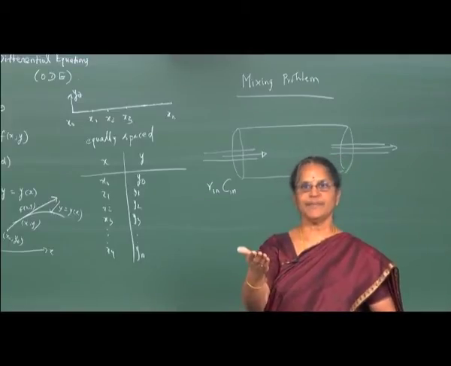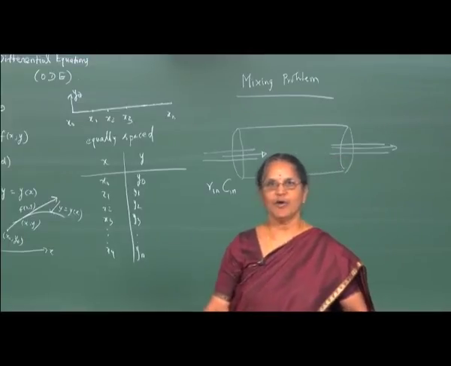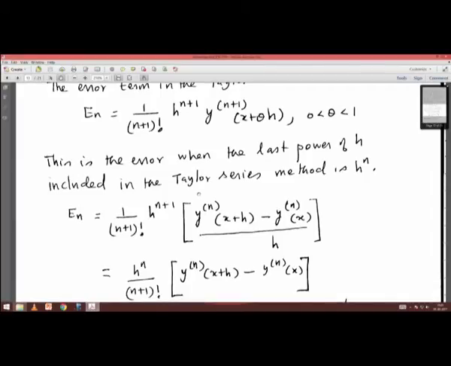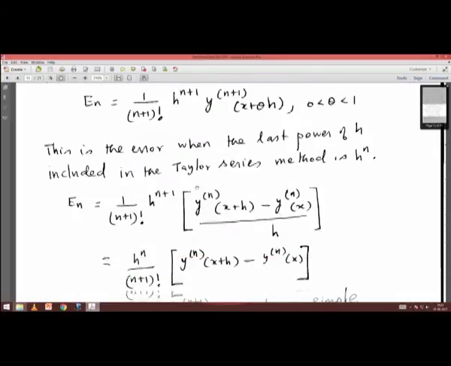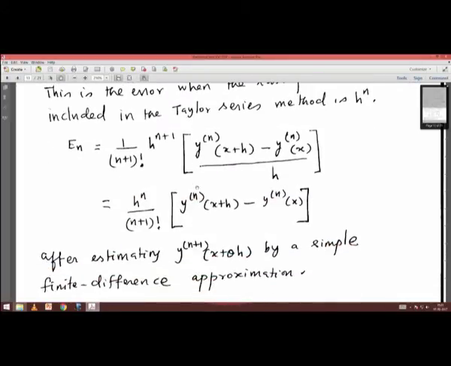So, can you give an estimate? The answer is yes. What do we do? We approximate this n plus 1th derivative of y at x plus theta h in terms of a finite difference. Namely, E n will be 1 by n plus 1 factorial h power n plus 1 into the n plus 1th derivative, which is replaced by a forward difference approximation, namely the nth derivative at x plus h minus the nth derivative at x, divided by h.